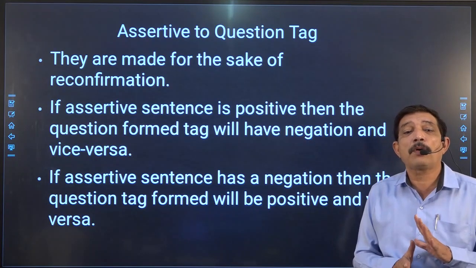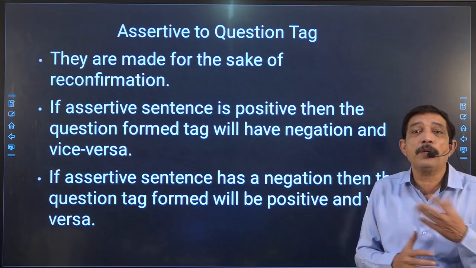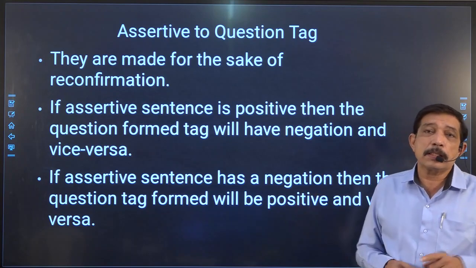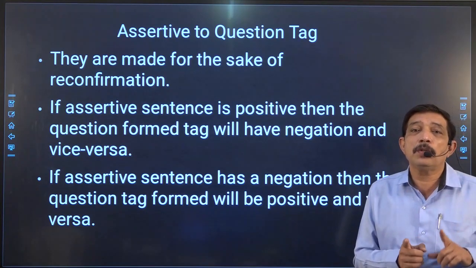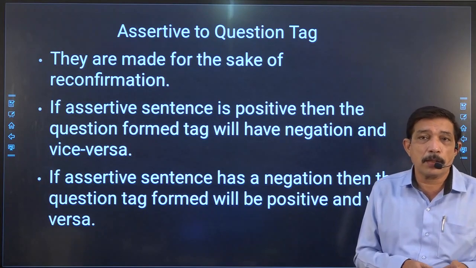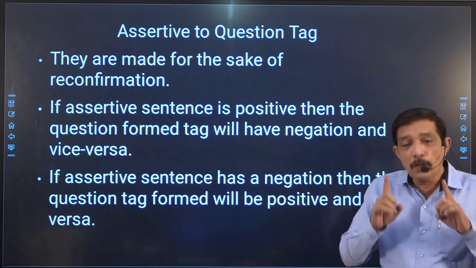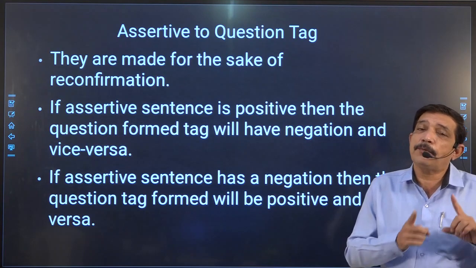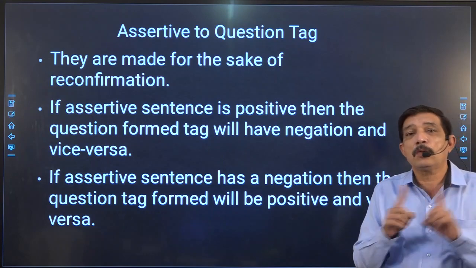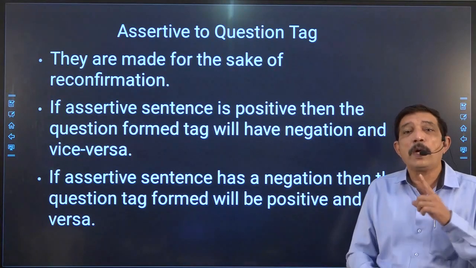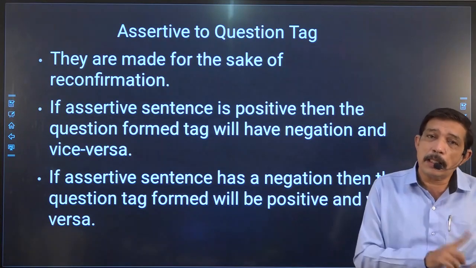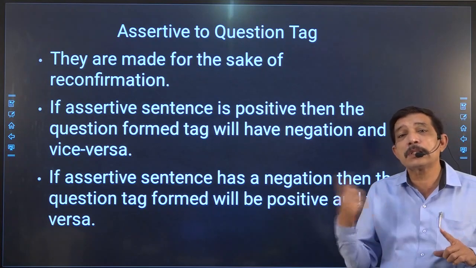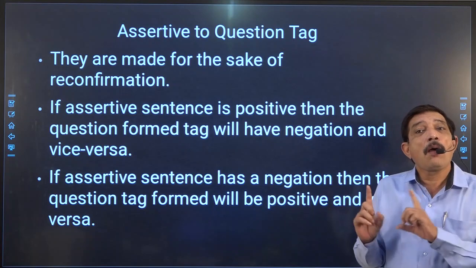Question tags are made for reconfirmation, right? They just reconfirm. That means it becomes a yes-no question. Now, the second rule says that if the assertive sentence given to you is positive, that means it has no negative word, then while making the question tag, you have to use negation. That means if the assertive sentence is affirmative, then the question tag will be negative. Vice versa, if the assertive sentence is negative, that means it has a negation or a negative word, then the question tag you make will be positive.